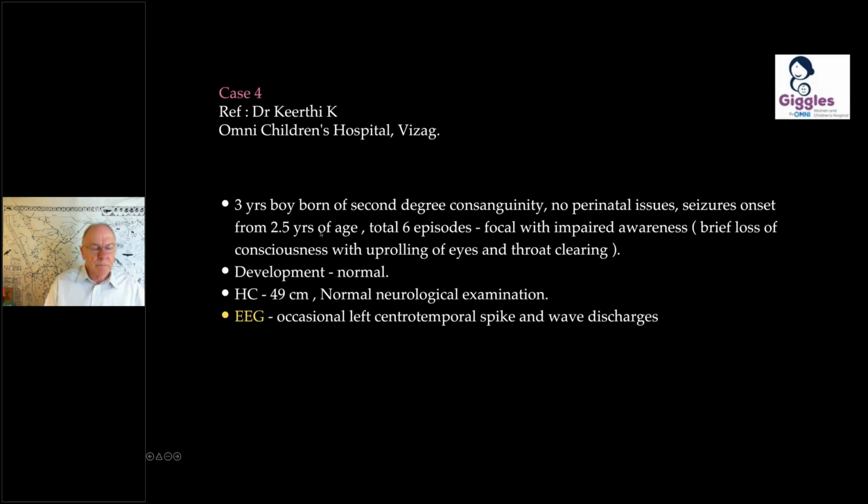I'll go ahead. So this was a 3-year-old boy born to second-degree consanguinity, had no perinatal issues. There was a seizure onset at the age of 2.5 years. A total of 6 episodes of seizures were reported, focal with impaired awareness. There was brief loss of consciousness with upturning of the eyes and throat clearing. Developmentally, the child was normal. Head circumference was 49 centimeters. There was a normal neurological examination. EEG demonstrated occasional left centrotemporal spike and wave discharges.